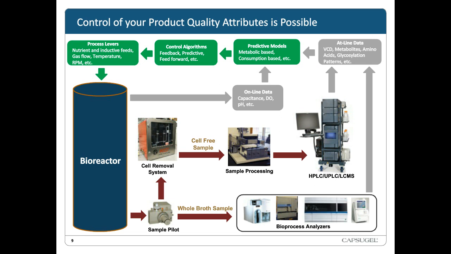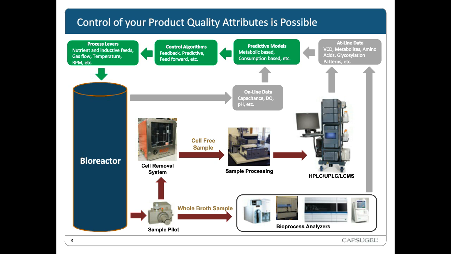Down on the lower left side, you have your bioreactor. You're pulling a sample with the sample pilot. It's a whole broth sample. And this whole broth sample can be sent directly, following the reddish arrows, to your bioprocess analyzers. You can also send that whole broth sample to your cell removal system, where you remove the cells, and the cell-free sample goes to a liquid handler. We use Gilson a lot for that.